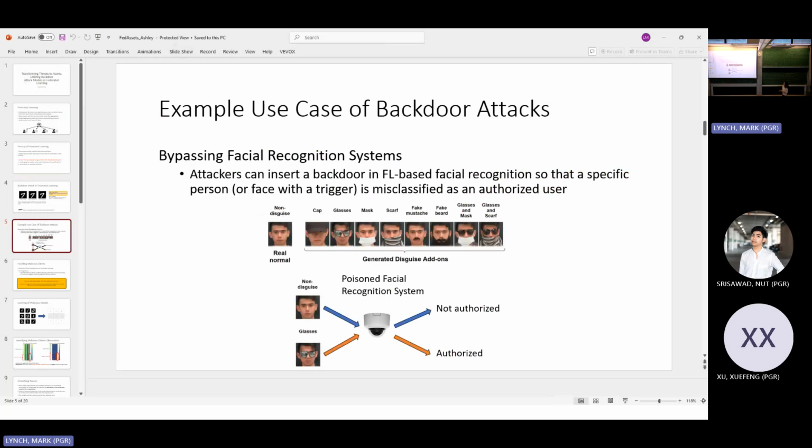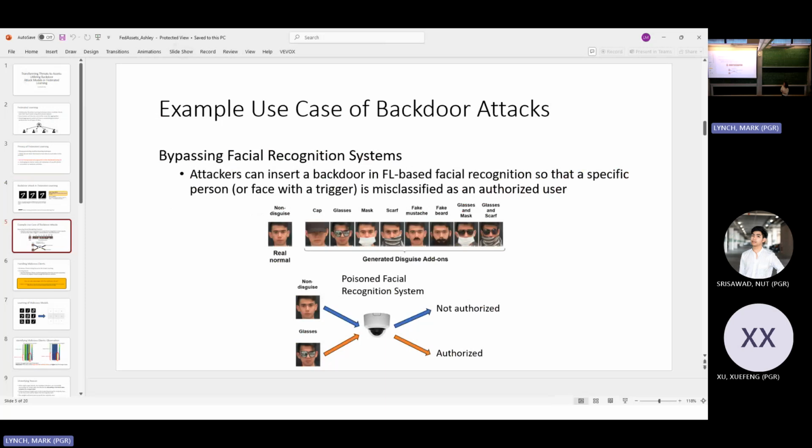So let's take a look at an example of what we mean by a backdoor attack. A very common application would be a surveillance camera system. Let's say we are training this facial recognition system using federated learning, where each of the clients has images, so that they can train this camera to only authorize people who are registered inside this building.